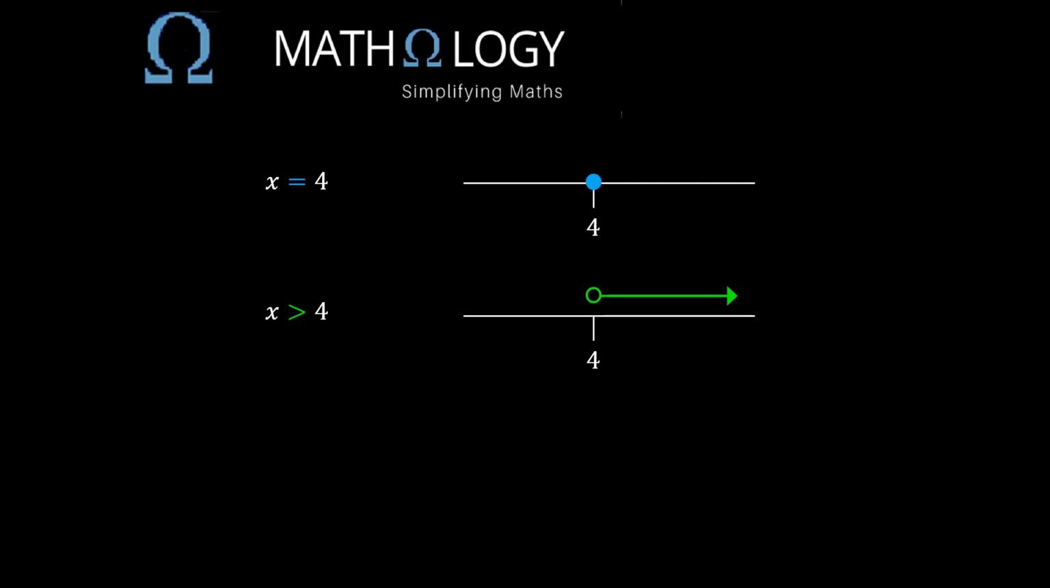The solution to x is greater than or equal to 4 is represented on a number line by first placing a closed circle above 4 on the number line, and then pointing an arrow to the right, to indicate all real values greater than or equal to 4. Since the solution is greater than or equal to 4, the solution includes 4, so we indicate this by placing a closed circle above the number 4 on the number line.